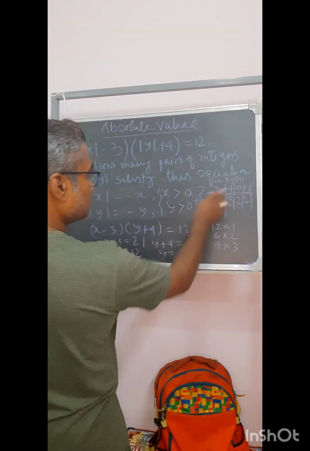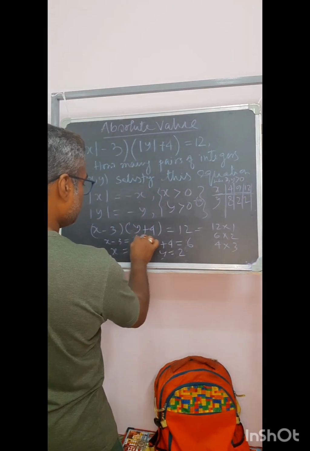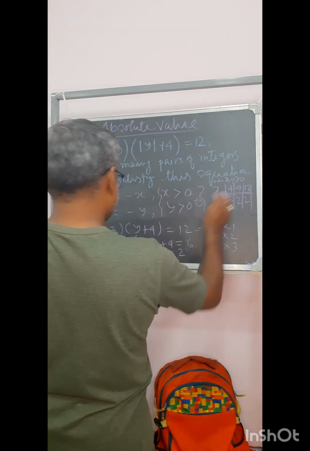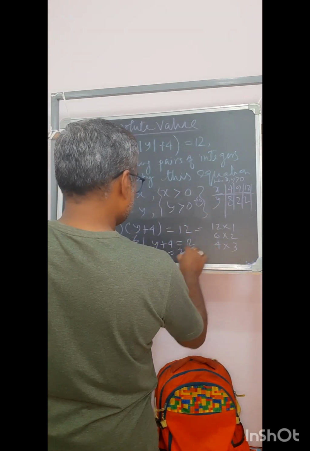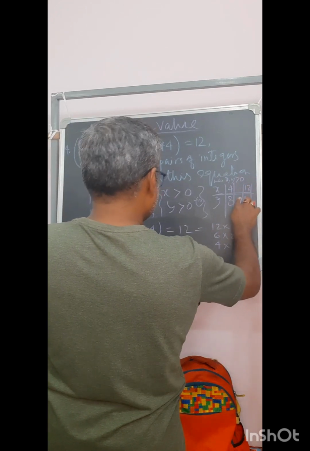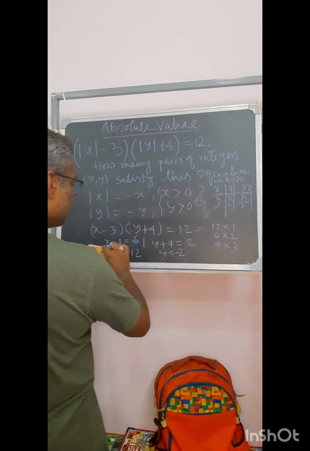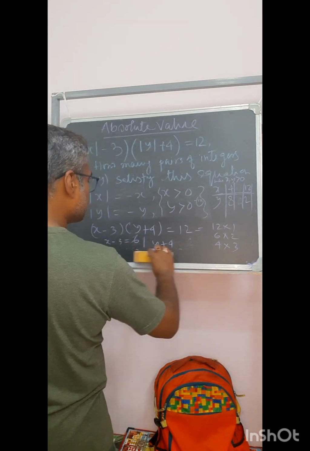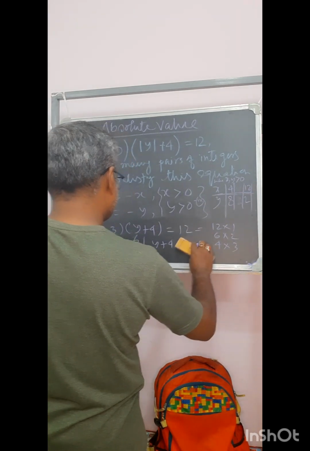The first case, if it is 6, x is equal to 9, y is equal to 2. Oh, this is minus 2 coming. No, that is not possible. The second last was not possible, so I will not consider this. So 12 and 2 is possible.